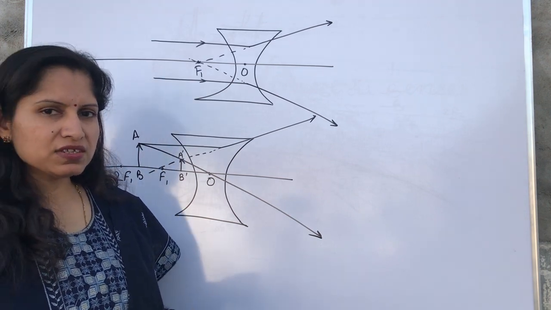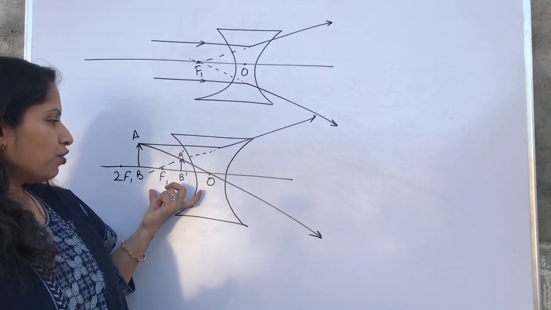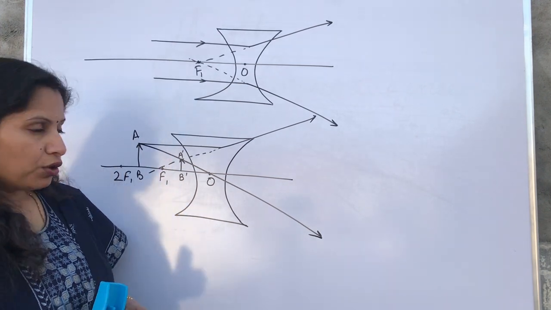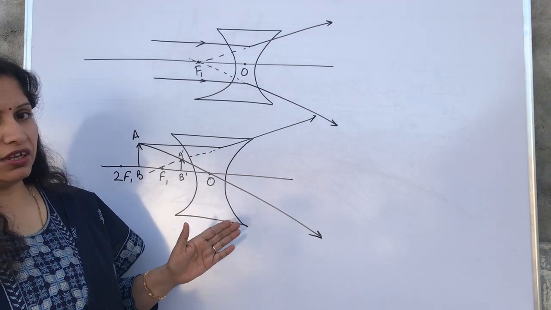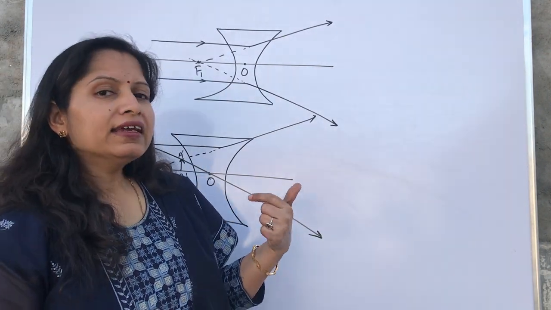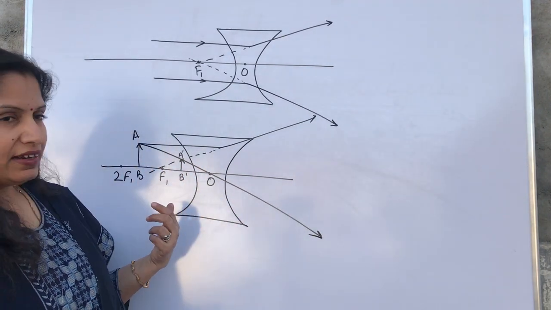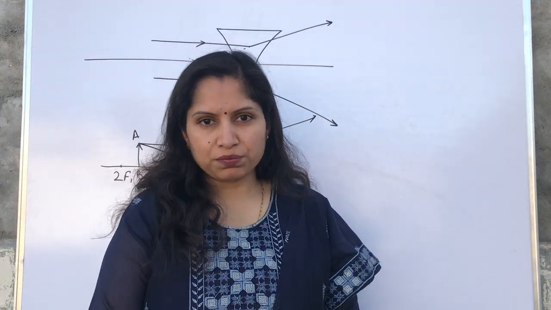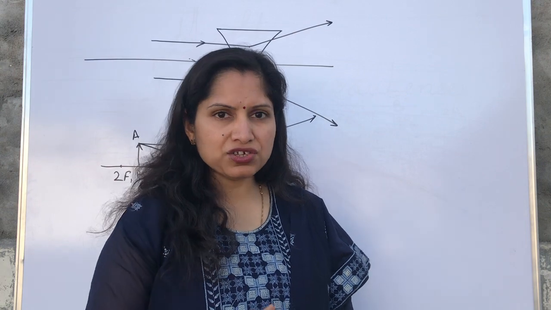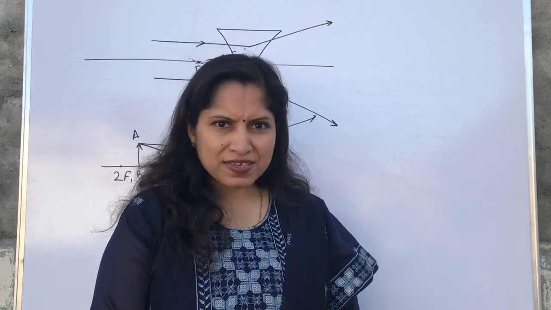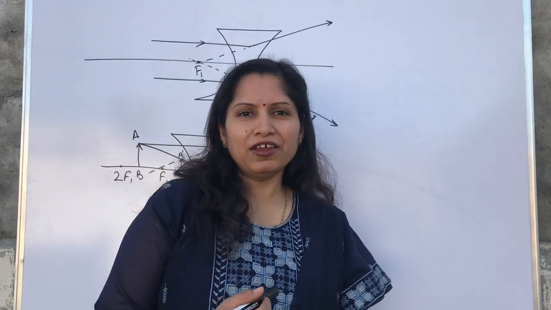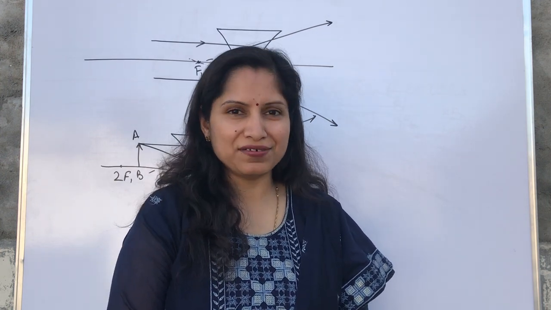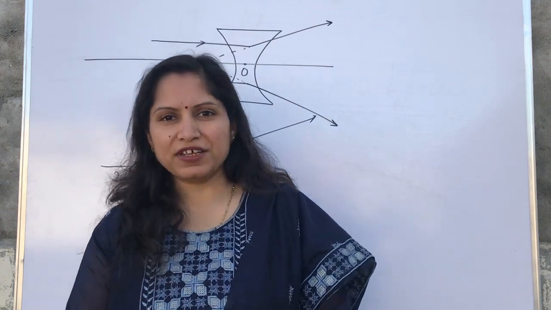What sort of an image is there and where is it formed? It's formed between optical center and F1. It's a virtual erect image. A virtual image is always an erect image. So it's a virtual erect image and the size of the image is smaller than the object. Have you ever seen such an image in your life? Practically, have you ever seen this image? You all have seen it, but it's not there in your textbook.